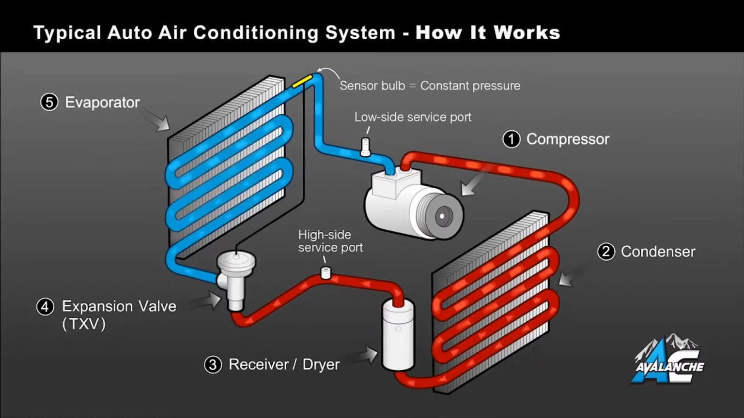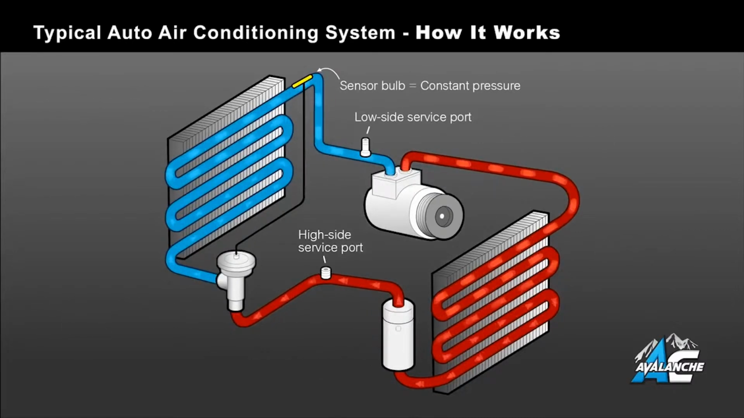As you can see, the liquid arrows turn back into a gas as indicated by bubbles. The low side service port is located here, between the expansion valve and the compressor. The low pressure gas then returns to the compressor for another cycle.